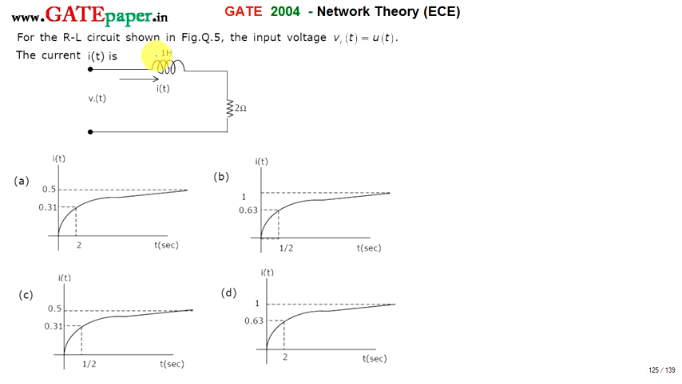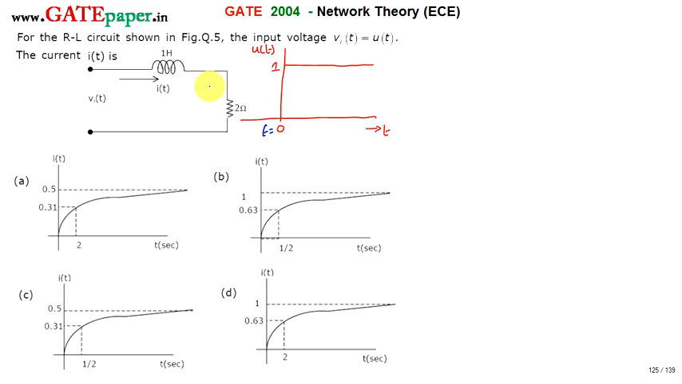Input is given as u(t), which is a unit step signal. A unit step signal looks like this. Unity magnitude takes place at t equals 0. Before t equals 0, magnitude is 0. From t equals 0 onwards, the unit step has a constant value of 1 for any value of time. So there is a sudden change taking place at t equals 0.